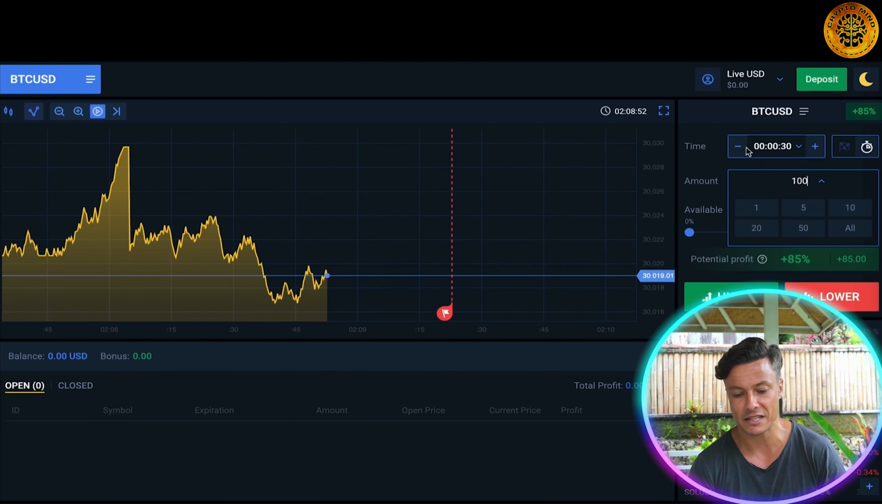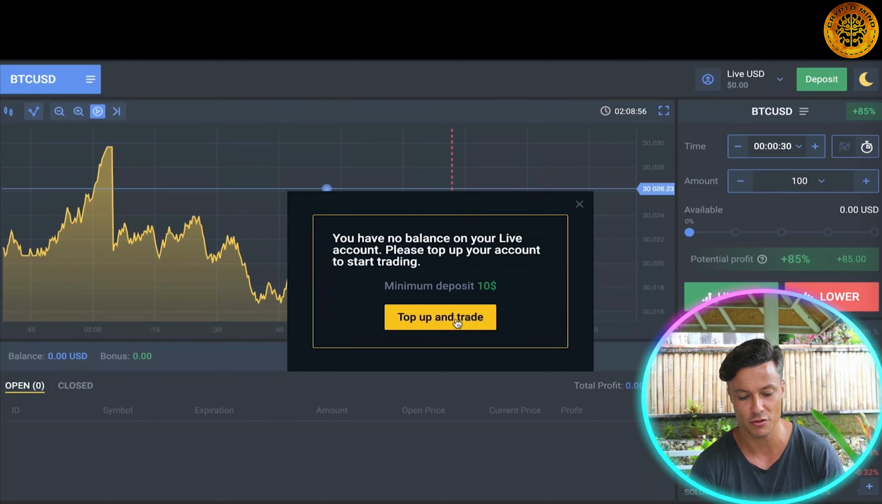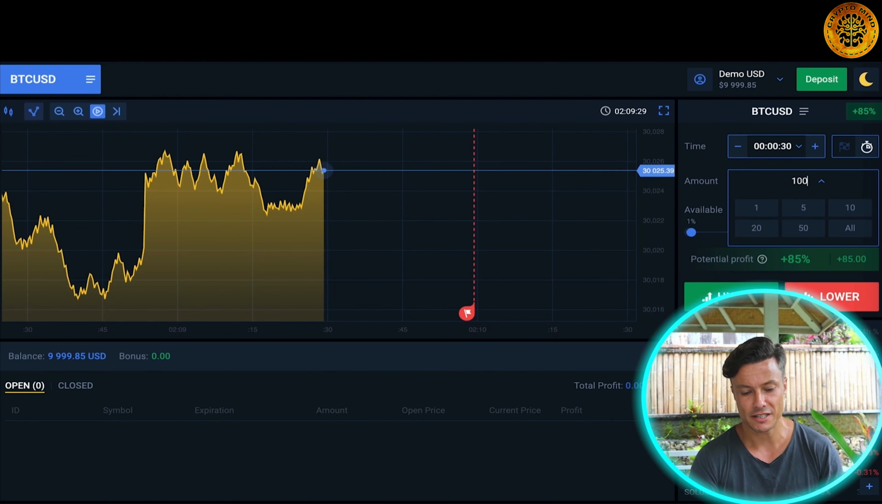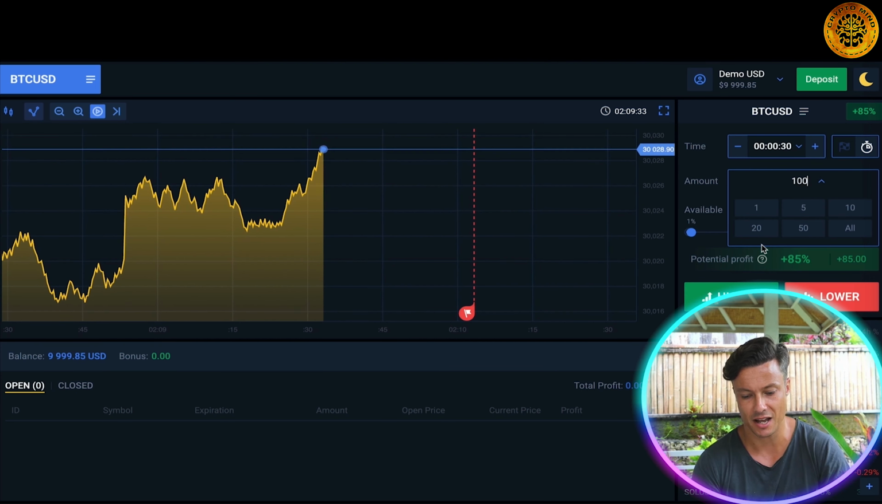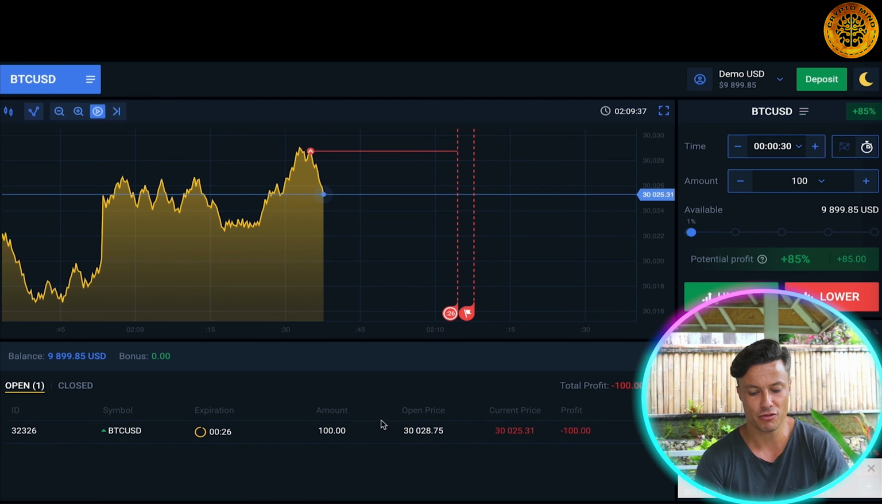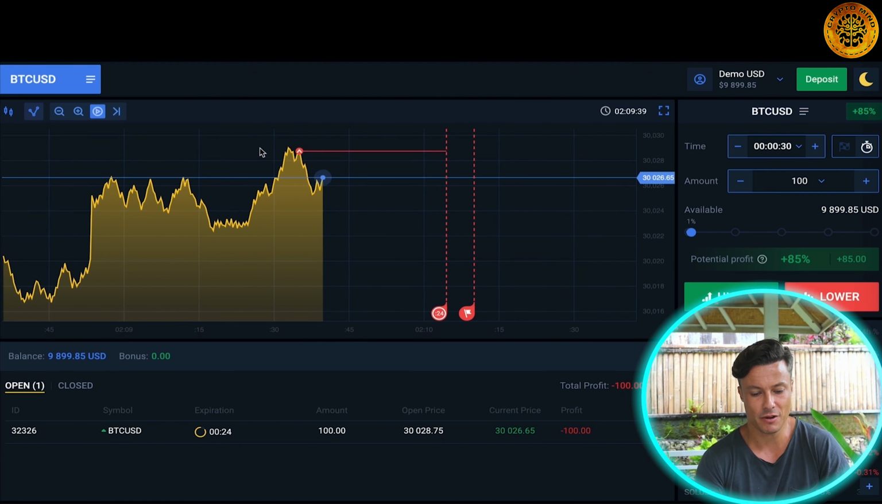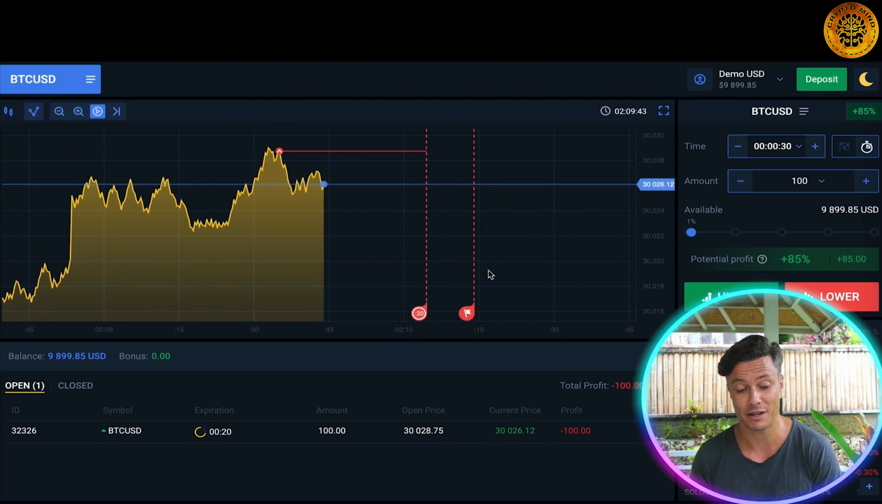So here on the demo, I can say $100, and let's say I think Bitcoin is going to go higher because currently it is moving towards the upside. Remember, right now I'm using demo money, so let's just say we think the price is going to go higher. I'm going to put in $100. I'm going to click higher, and then I've got to wait for 30 seconds. You can see at the bottom my trade is currently open, and it does say that right now I'm below the red line, which means I'll lose the trade if we get towards 30 seconds by that time.